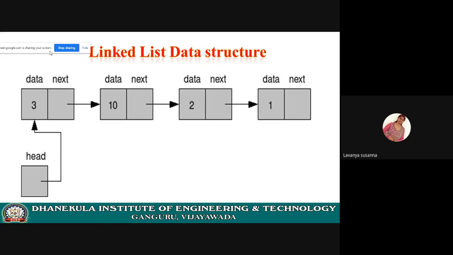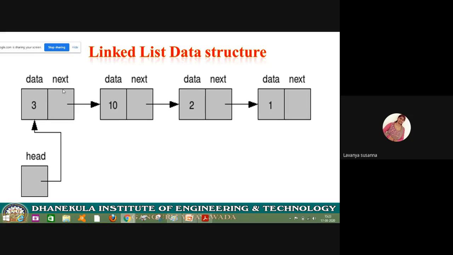Next, linked list. Linked list is a linear data structure which is a collection of nodes. See here, this is called a node, and the second is also called a node. All these are called nodes. Data and next, this is a node. Each node contains two fields: data field and next field. About linked list in depth, you will learn in second unit. At that time, you can understand. For now, just see the diagrammatic representation of linked list.